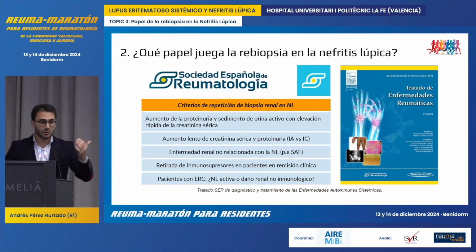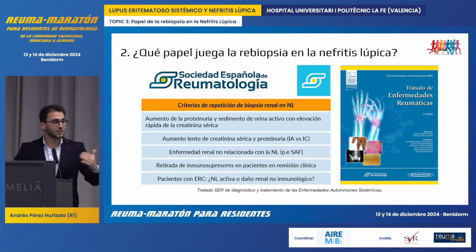And as Ana Malvar pointed out, it's true that the Spanish Society doesn't specify an exact date or time frame, but they do suggest or recommend that in patients who have been in clinical remission for a certain period, it's worth considering repeating the biopsy to de-escalate treatment.